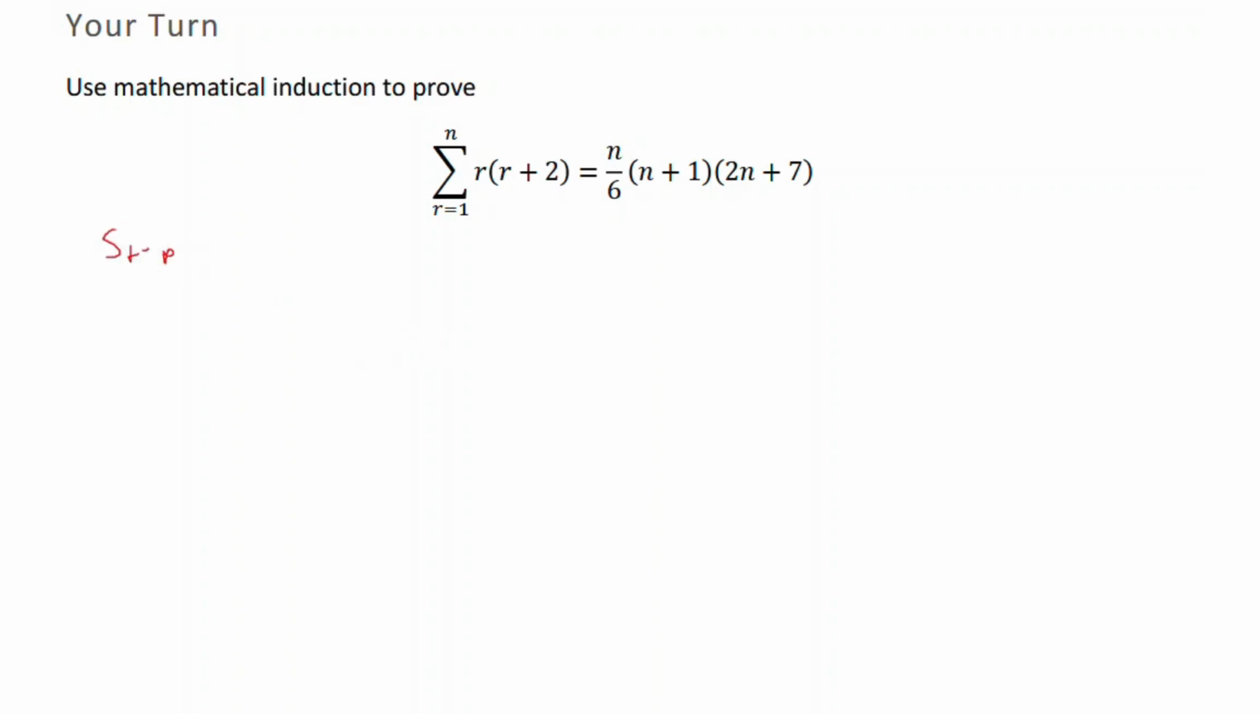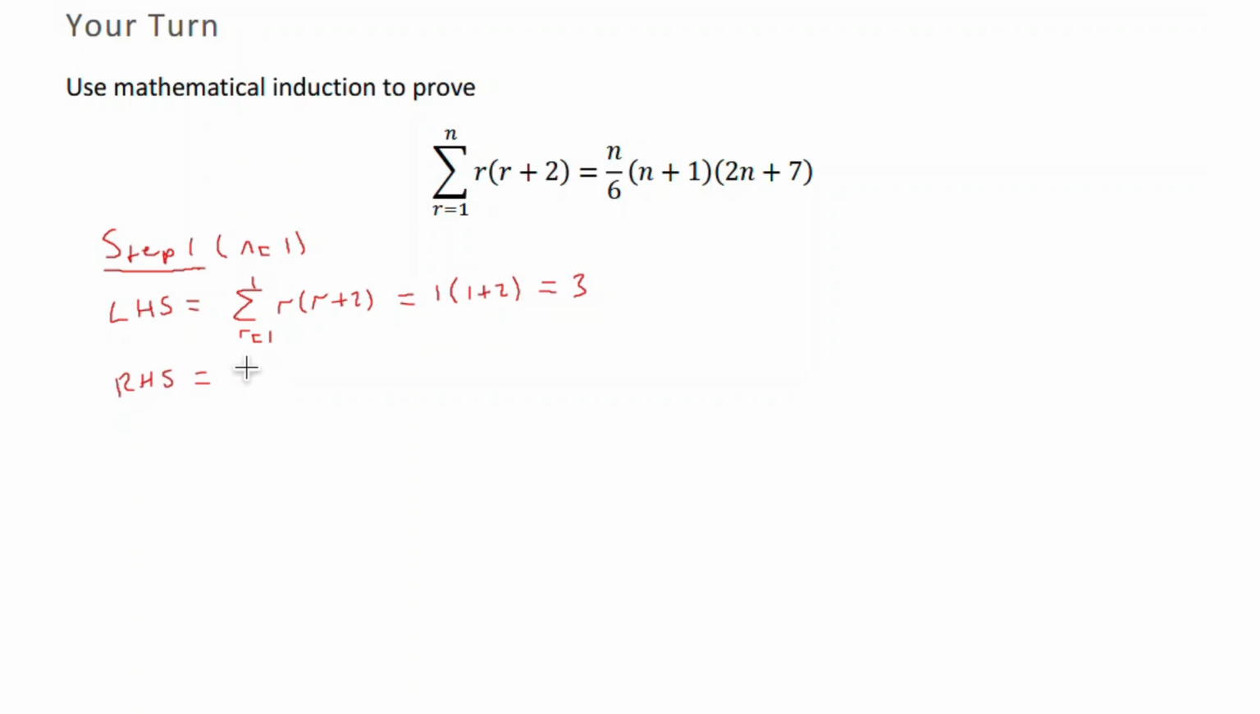Step 1 is when n is equal to 1, because that's the smallest that n can be. The left-hand side is the sum from r equals 1 up to 1 of r times (r plus 2). We substitute r equals 1 in to get 1 times (1 plus 2), which is equal to 3.